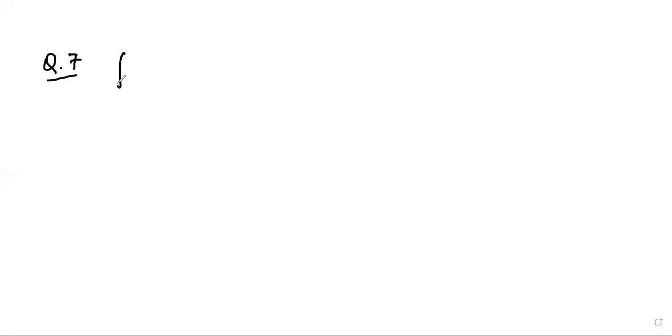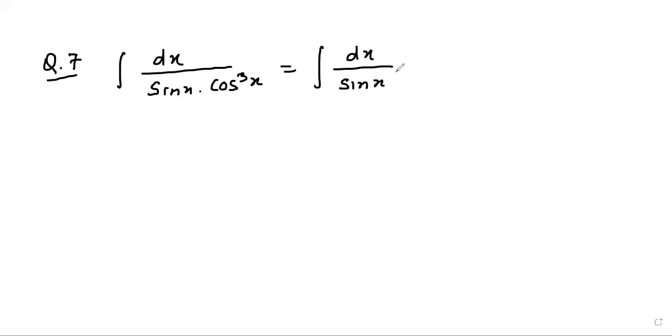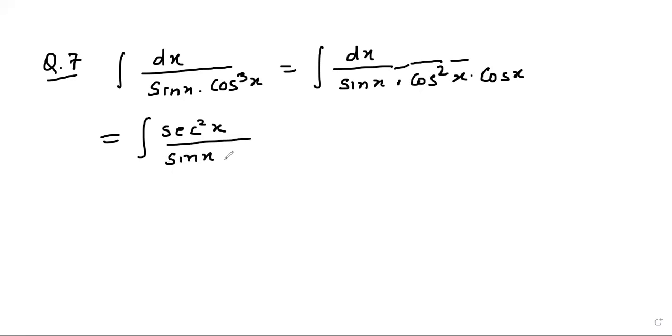Question number 7 says we are given integration dx divided by sin x times cos cube x. So here what we can do, we have to make necessary changes. If we write it as dx, sin x into cos square x times cos x, this will become integration of sec square x divided by sin x into cos x dx. Now further change is required.